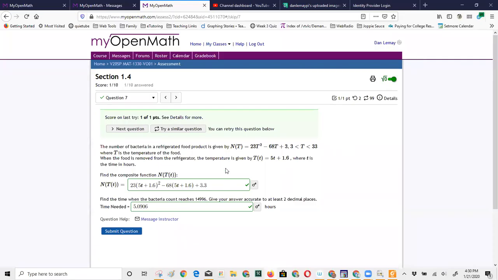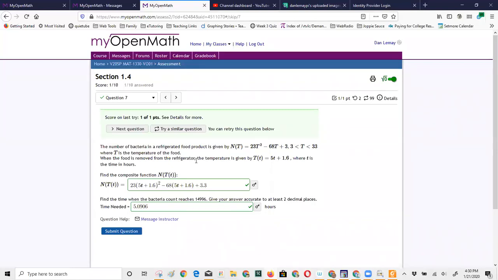Okay, so this question, a couple people have emailed me about it today. This is question number 7 in section 1.4, and they're telling me this formula that tells me the number of bacteria can be found based on the temperature of the food, and the domain for this function is only valid between 3 degrees and 33 degrees. They don't tell me the units, but that's okay.